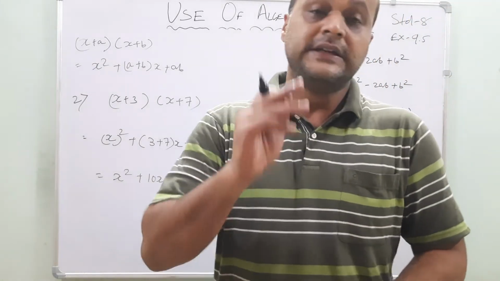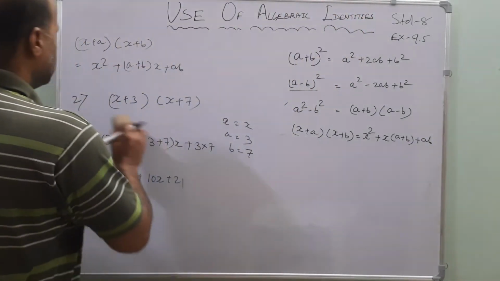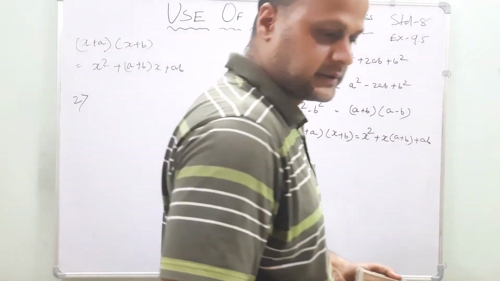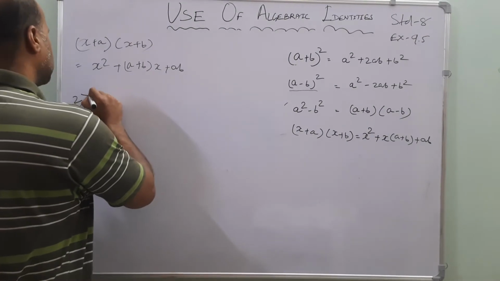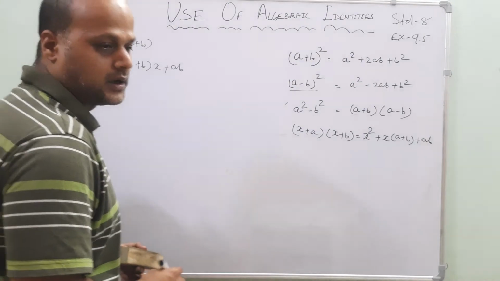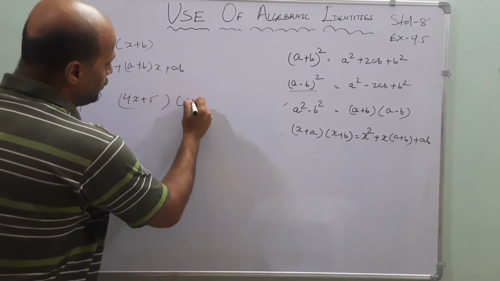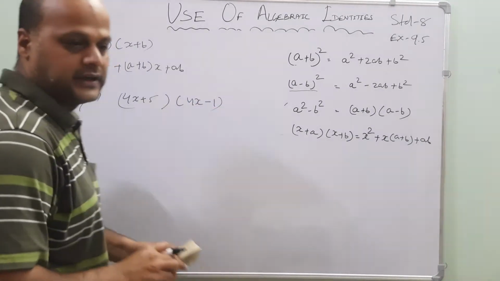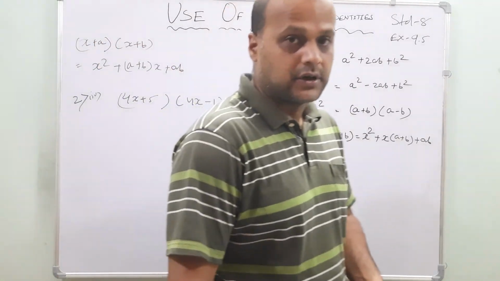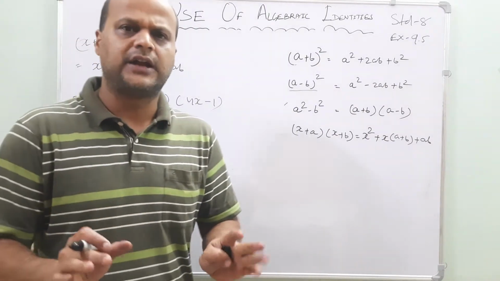Let's go to the second question. Another number. Let's go for the one with minus. Check it. In the second question, a minus number is there. Okay, let's go for it. It's saying (4x + 5) into (4x minus 1). This is one of the questions of number 2 of exercise 9.5 of standard 8. But no matter which question is coming.